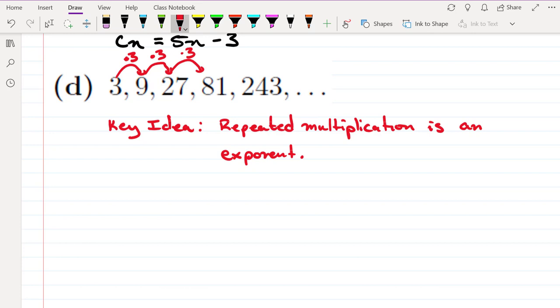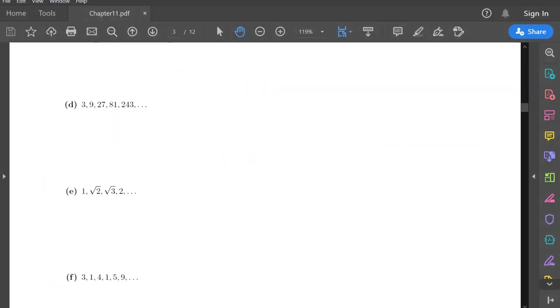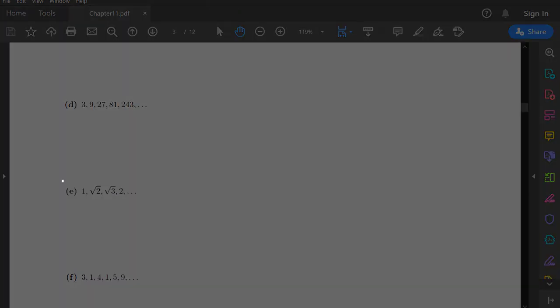So if our repeated multiplication is an exponent, we're going to have d sub n equal to our base, well, we're multiplying by 3, and then our exponent is n. And if we check that, 3 to the first power is 3. 3 squared would give us 9. 3 cubed is 27. So that does indeed generate the sequence. All right, so let's take a look at our next example.